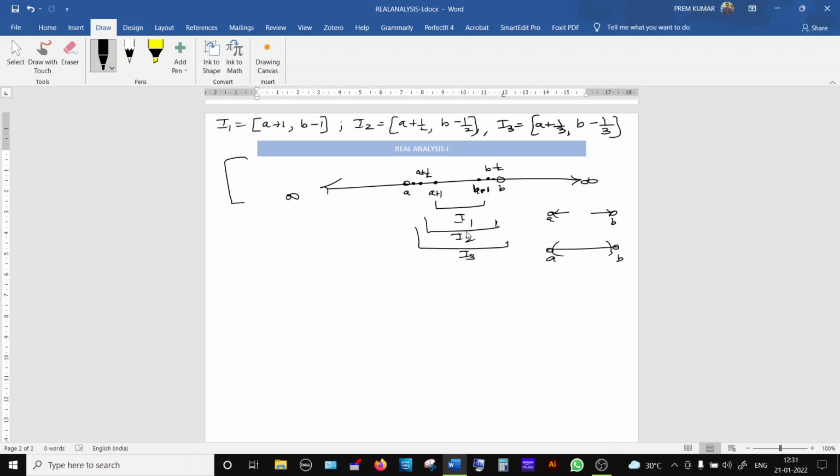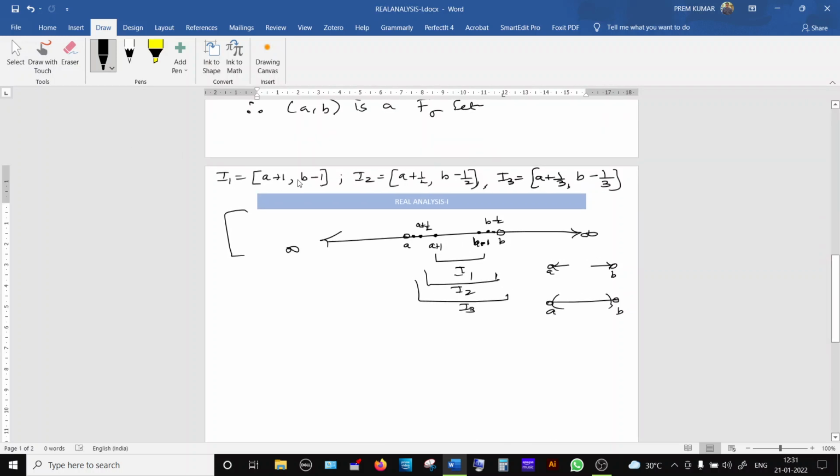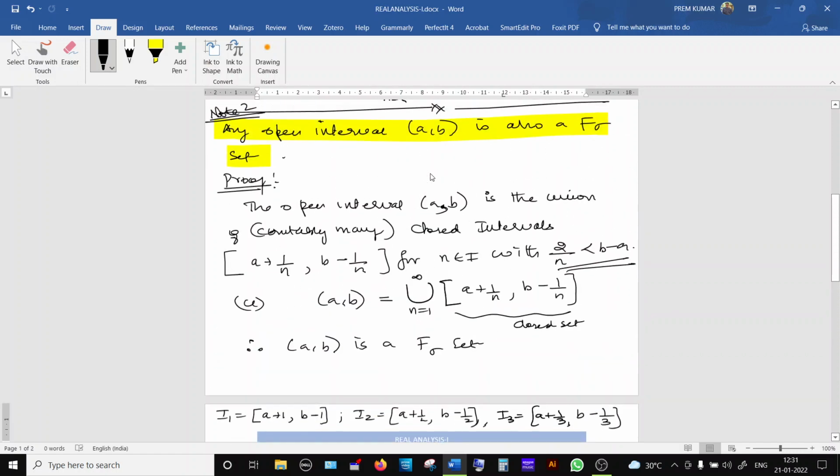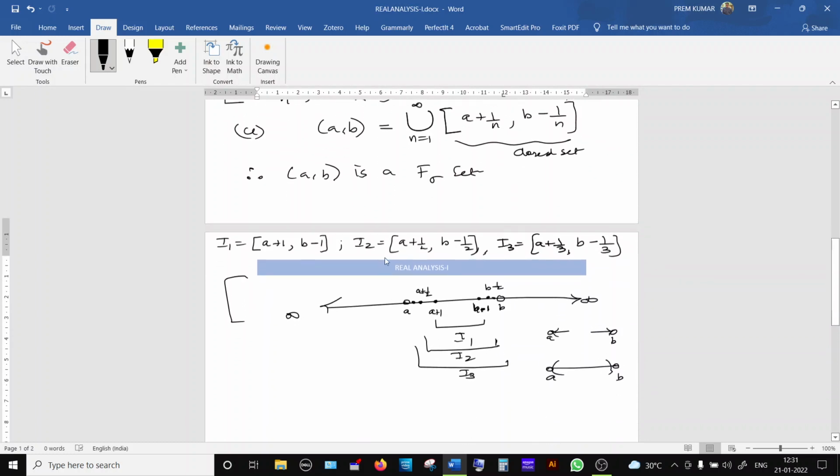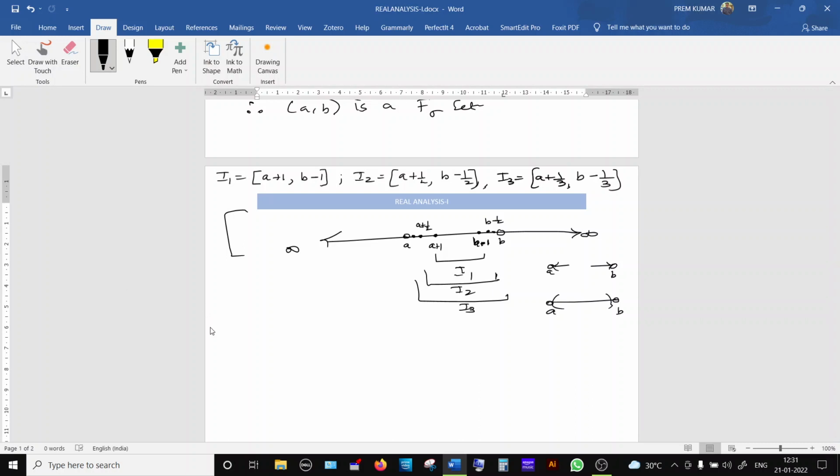But all these intervals I1, I2 are closed intervals. A closed interval is nothing but a closed set. That is why we say that any open interval in R1 is an F sigma set. You can understand from this diagram.